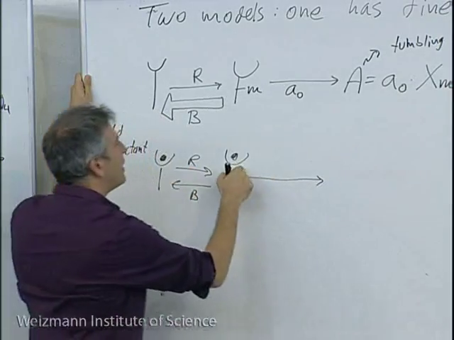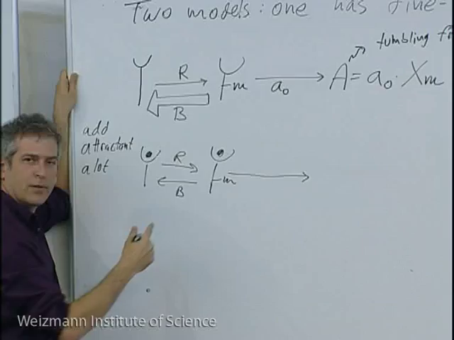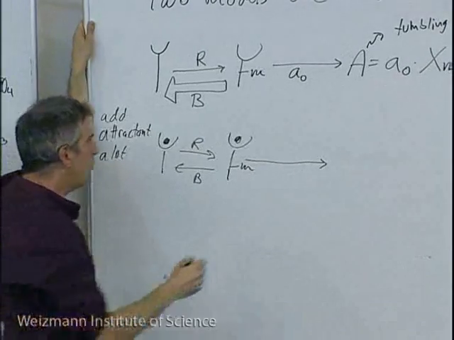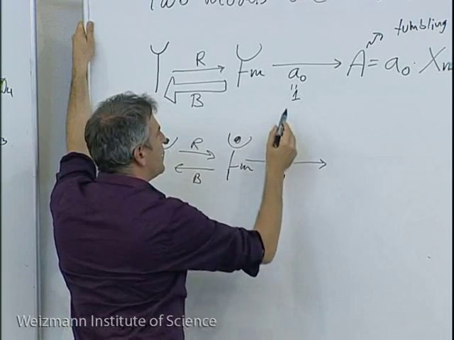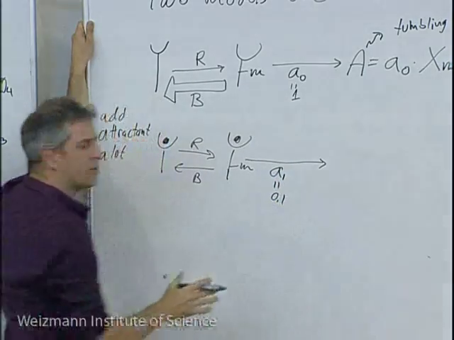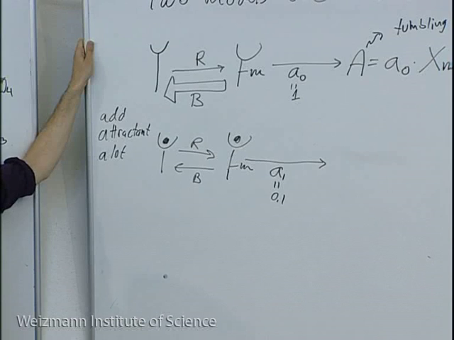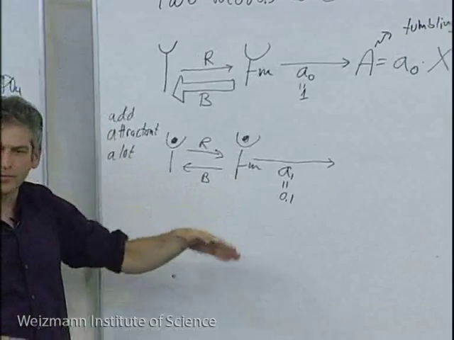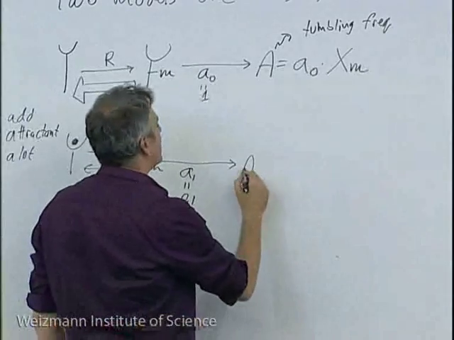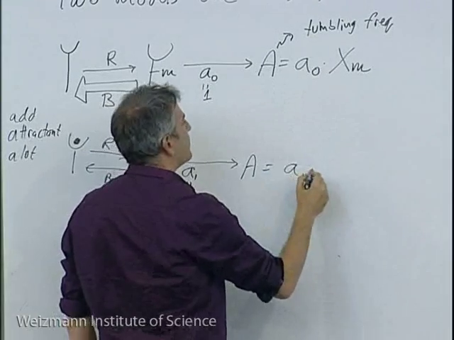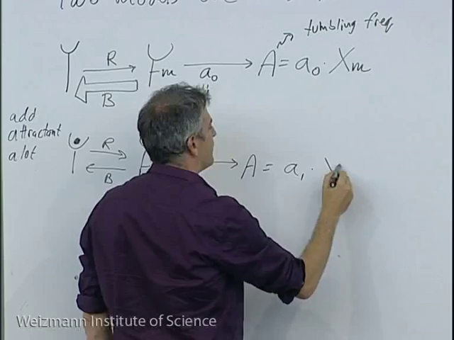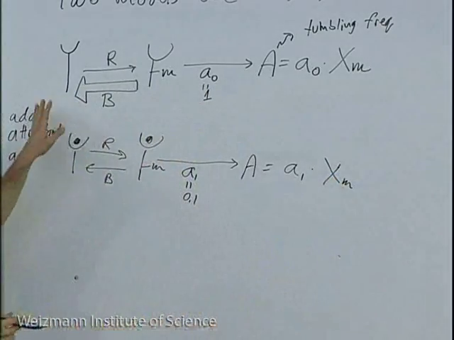What does attractant binding do to the activity per receptor? Lowers it. So let's say if this is 1, just for whatever purpose, this will be 0.1. So I'm adding attractant and the activity per receptor goes down. Adaptation happens because there's more and more of this methylated receptor, as we saw. So the activity is A1 times XM.